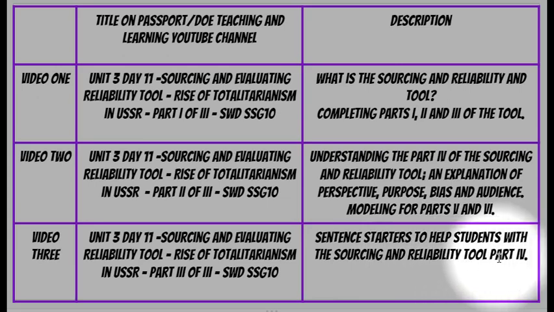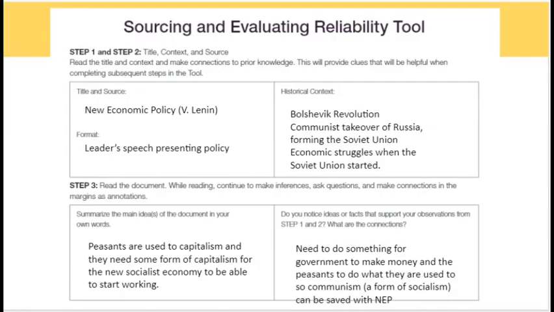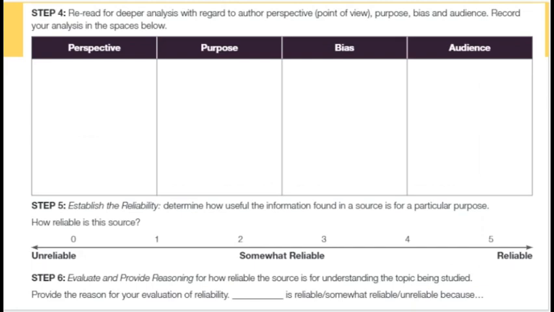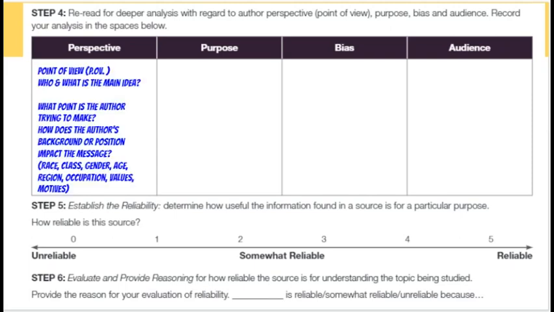Okay, here we go. Now, the next step of the tool, and this is where it gets a little complicated, is they're going to ask you to reread for perspective, purpose, bias, and audience, so you can establish reliability. So before I go anywhere now, I need to talk about that. What do I mean? Okay, the first step is with perspective. What is perspective? The POV, as my students call it, the point of view.